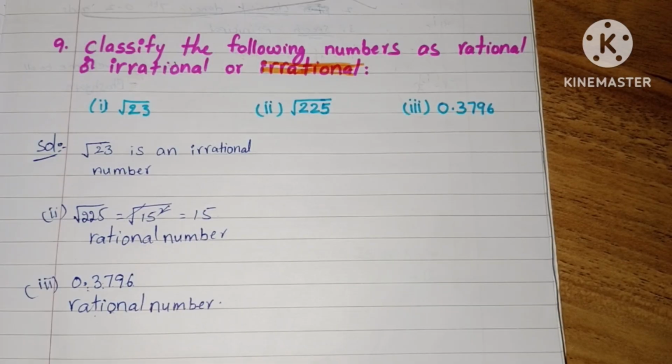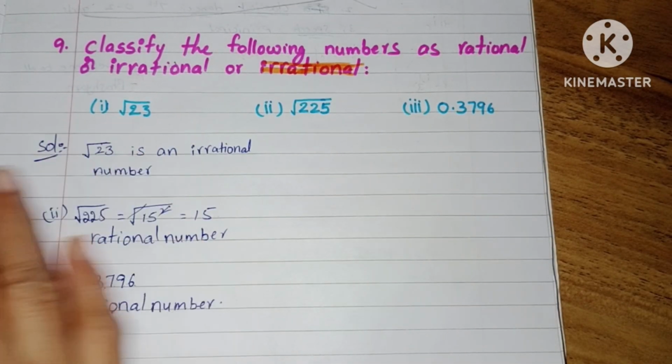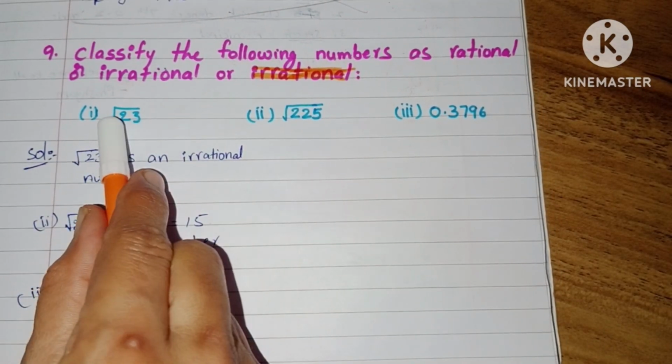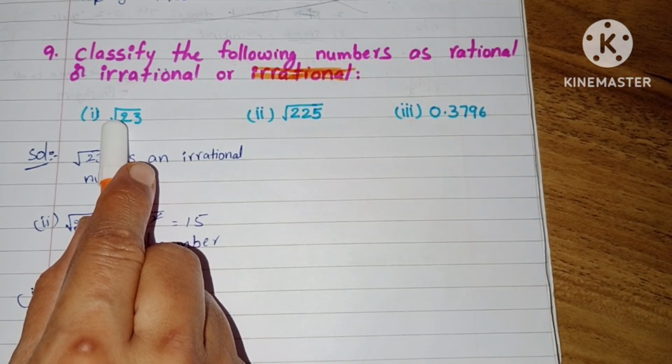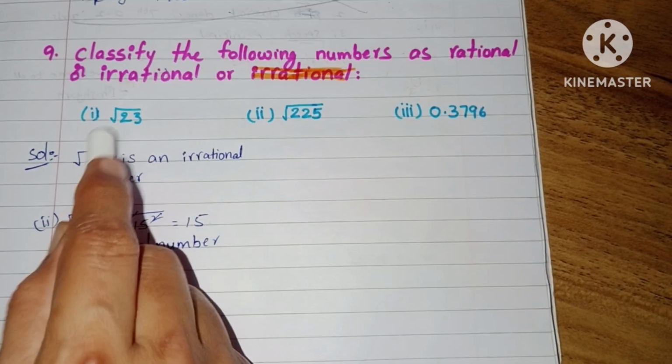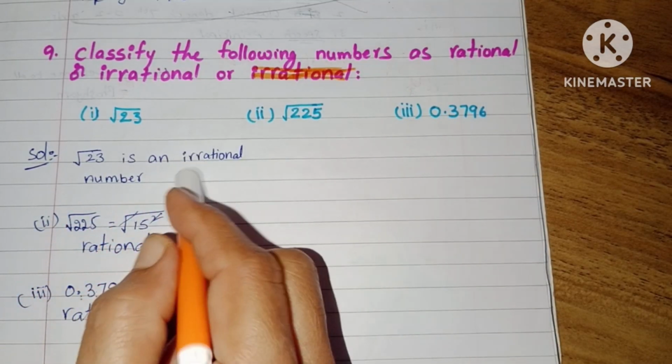And classify the following numbers as rational or irrational. Look at the first number, root 23. 23 is not a perfect square number. The square root of any perfect square number is rational. Otherwise, it is irrational. Root 23 is irrational.